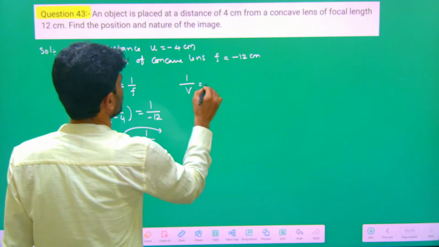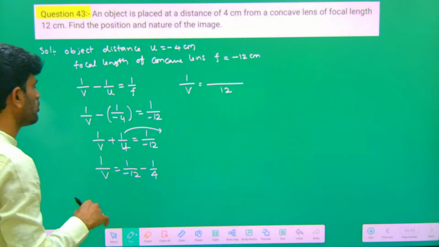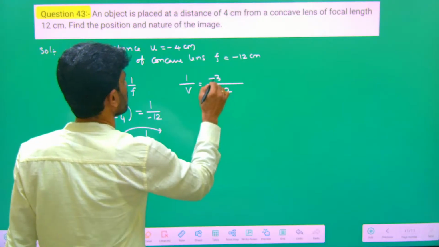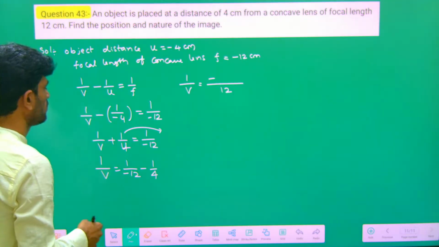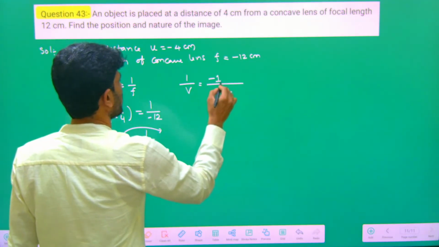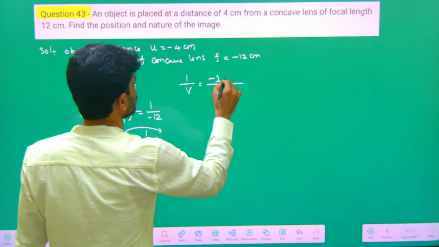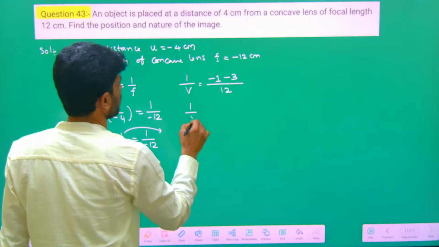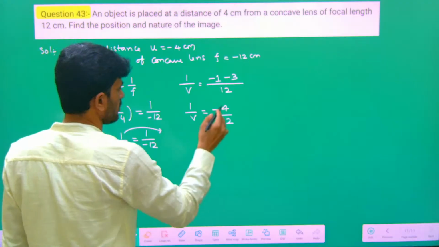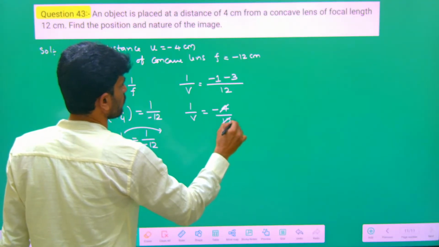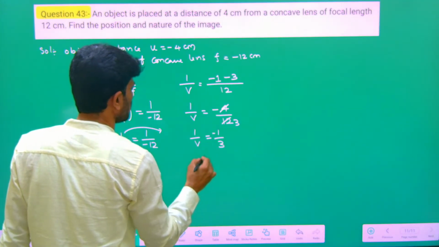1 by v is equal to, LCM for both is 12. So we want minus 12. What do we need to multiply? Minus 1, because it's already minus 12 there. And here we have minus 4, so minus 3 should be multiplied. So 1 by v is equal to minus 4 by 12. Then after cancellation, 4 on 4 is 1, 4 3s are 12, so 1 by v is equal to 1 by minus 3.